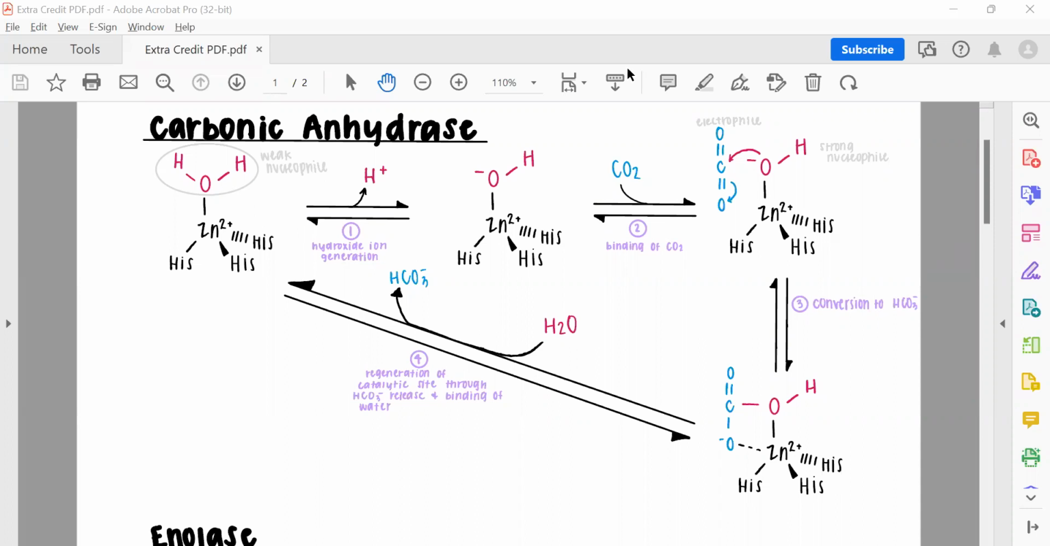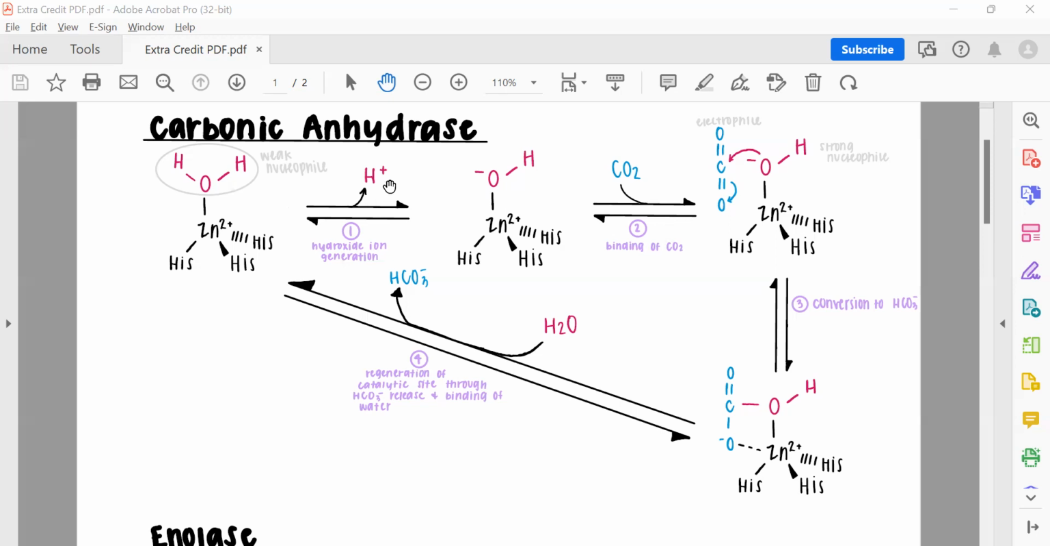So to begin, we have here the active site of the carbonic anhydrase, which is a zinc 2+ ion bound to 3 histidines. This is also bound to a water molecule as well. To begin, the first step is the hydroxide ion generation.